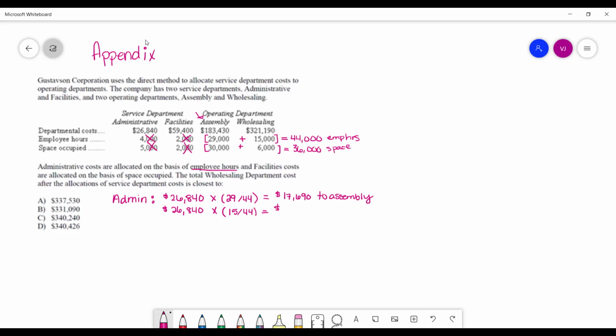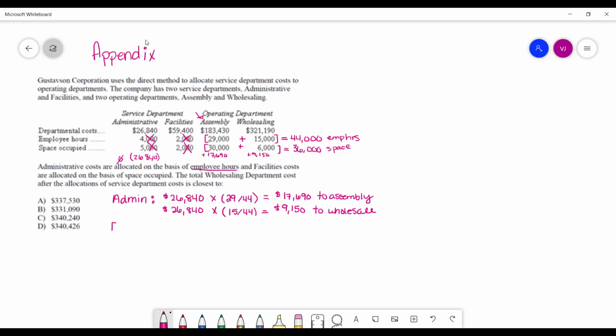So we'll take that ratio, multiply it by 26,840, and you should get 9,150 in terms of administrative costs that will get allocated to wholesaling. Now we've completely allocated all of the administrative cost. So that's been subtracted out. There's nothing left in the administrative department in terms of costs. And we've taken that 26,840 and put 17,690 of it under assembly and 9,150 of it under wholesaling.